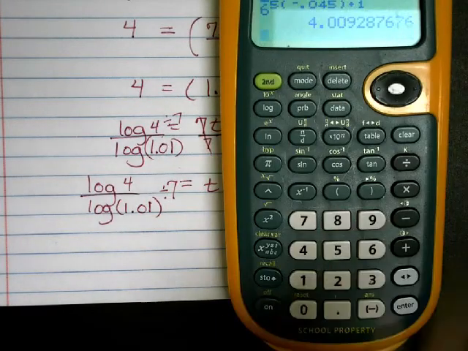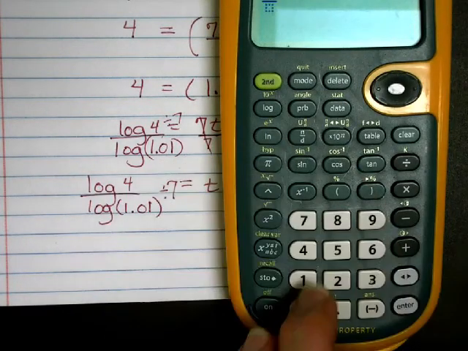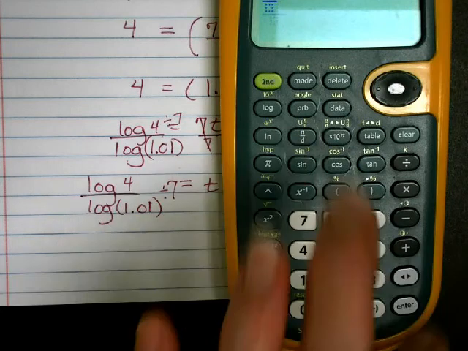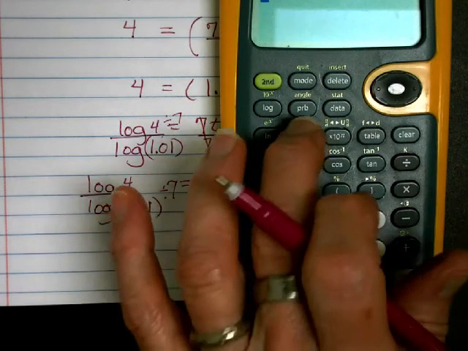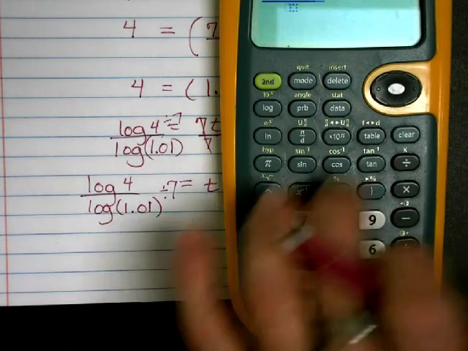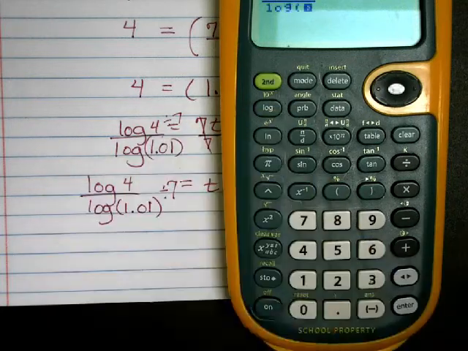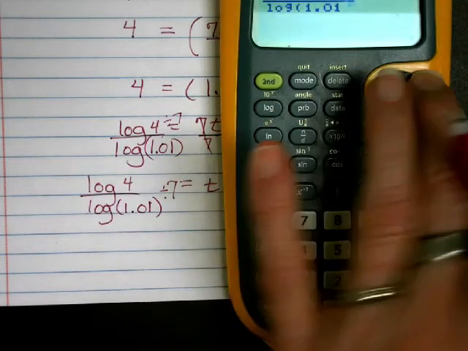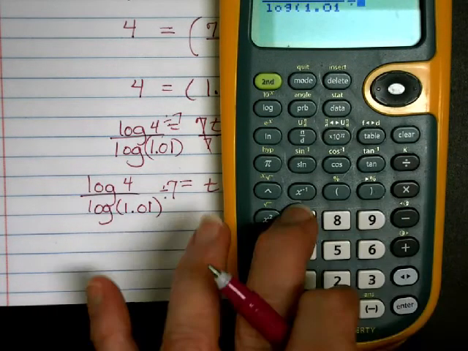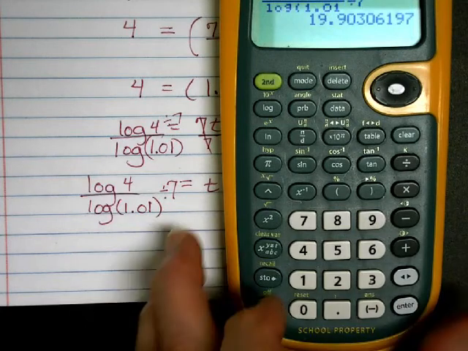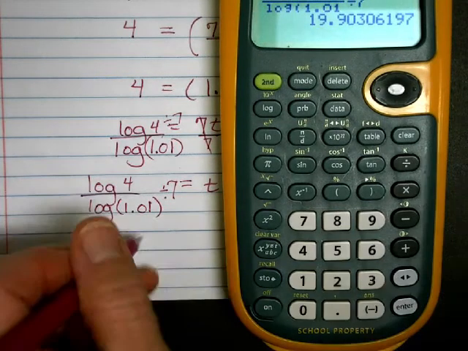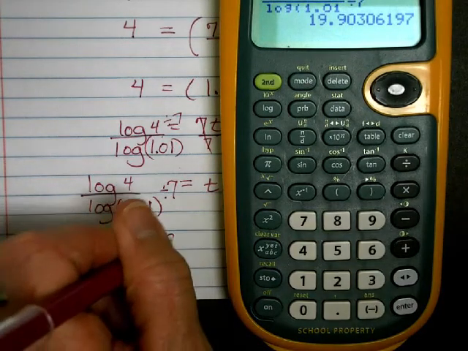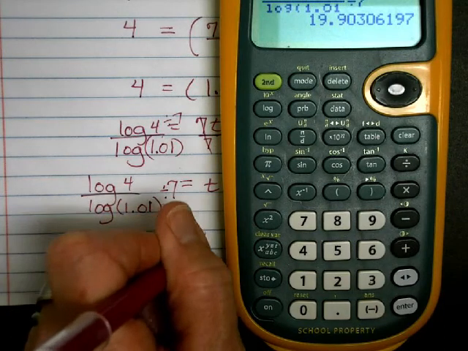So let's try it. Oops, I got to get down here. Fraction. Got my fraction. Log 4 over log 1.01 divided by 7. So mine's about 19.9 years.